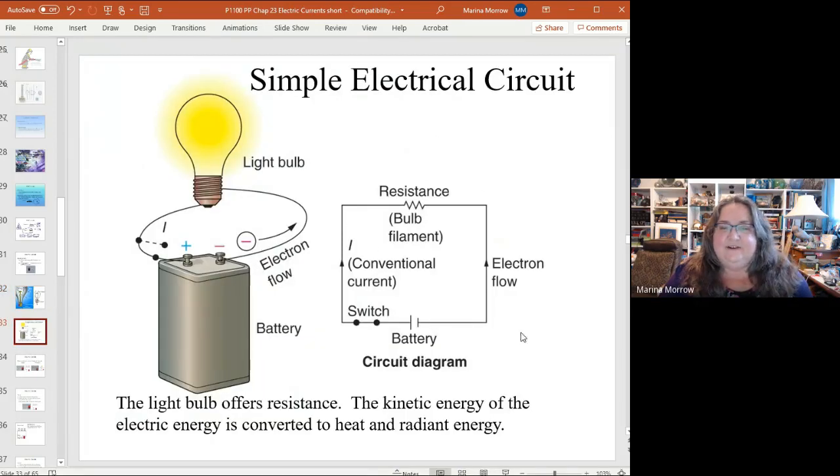Okay, so here's that circuit we were looking at a minute ago. The light bulb is giving the resistance. And so what happens is that energy is used in the light bulb. It's converted from electrical energy into heat energy and light energy, right? Radiant energy. Okay, so anyway, the light bulb is offering resistance.